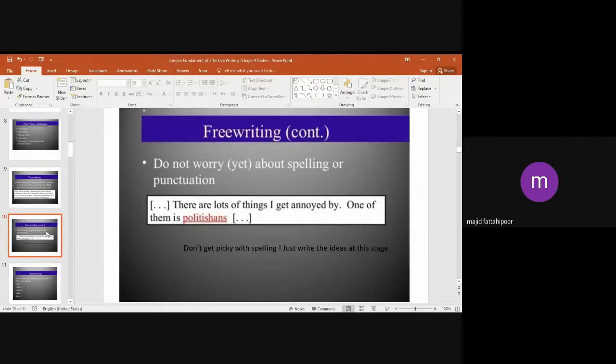So do not worry in free writing. Do not worry yet. The yet is important. Do not worry yet about spelling or punctuation. For example, here you can see politicians is spelled wrong, but it doesn't matter at this stage because you have to write freely. So you don't get picky with spelling and just write the ideas on the page.